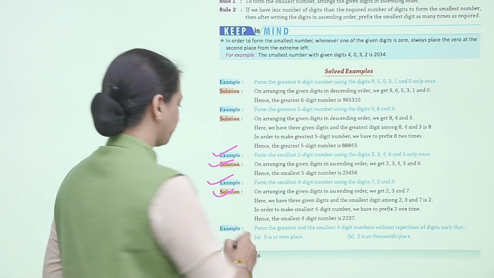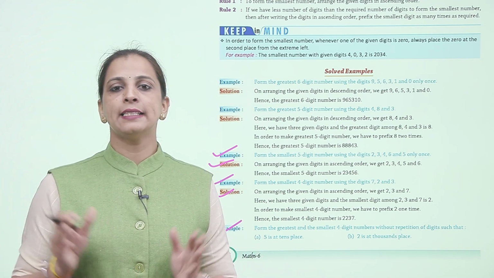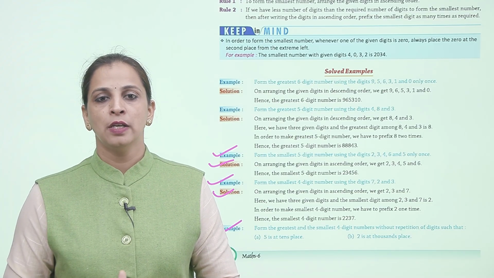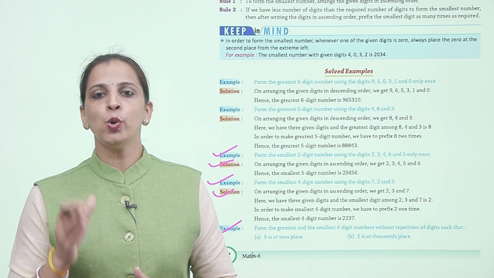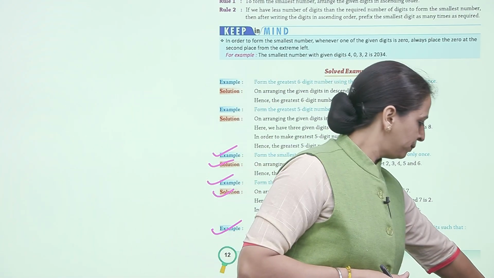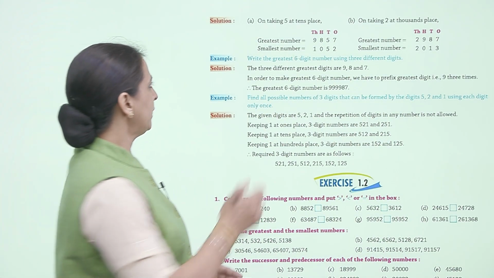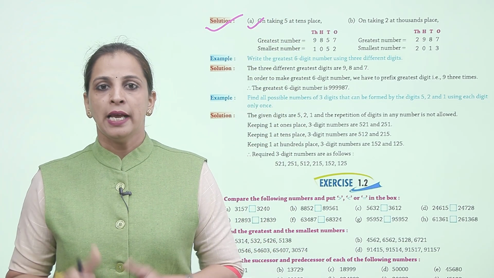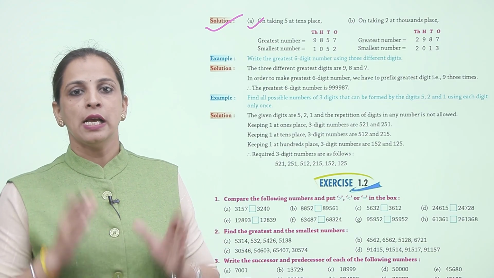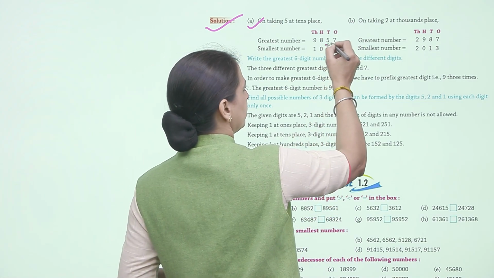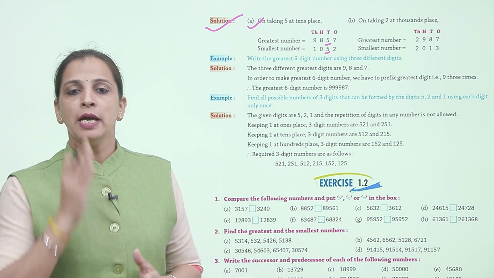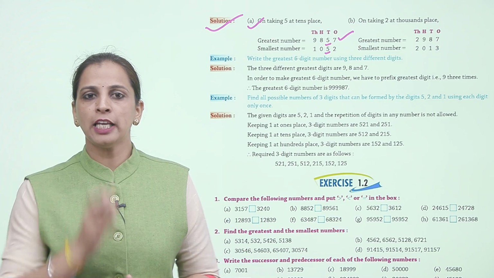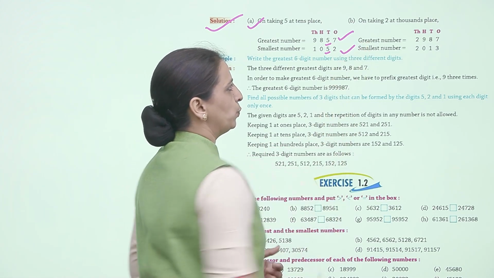Now, next example. Form the greatest and the smallest 4 digit numbers without repetition of digits such that 5 at tens place and 2 at thousands place. Solution करते हैं. A part. On taking 5 at tens place, greatest number, ones, tens, 100, 1000. tens place पे हम 5 रखेंगे और ग्रेटेस्ट नंबर बनाएंगे तो 9, 8 and 7 एंड स्मॉलेस्ट बनाएंगे तो 1, 0, 5 and 2.